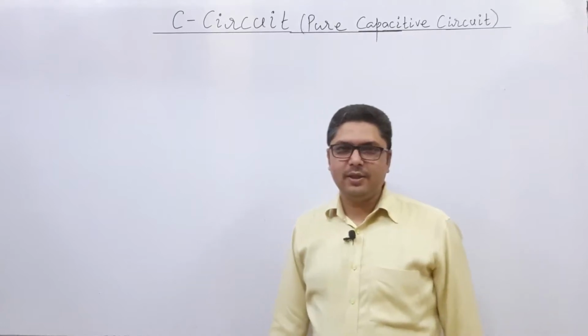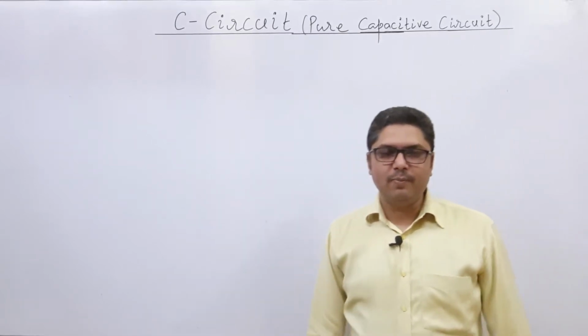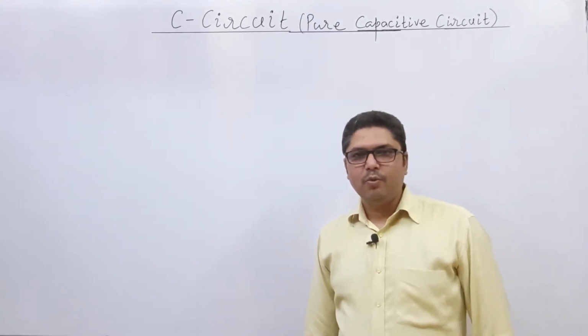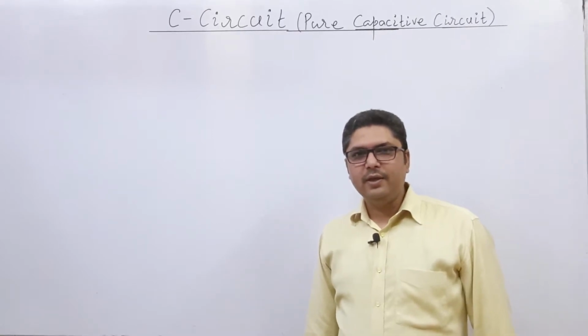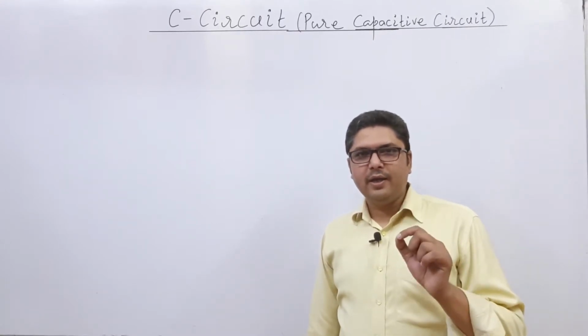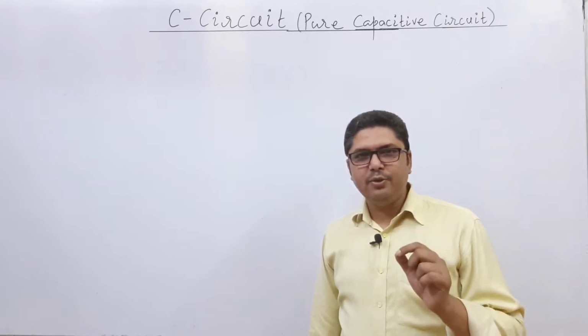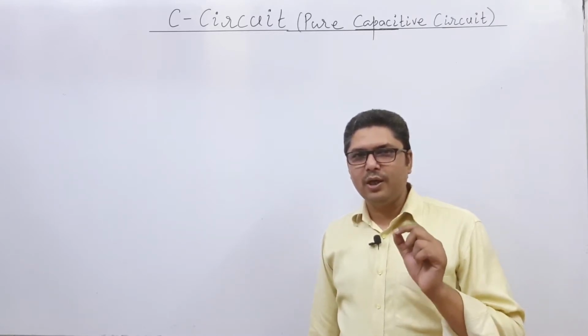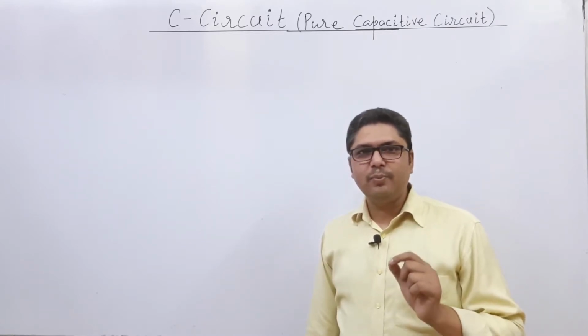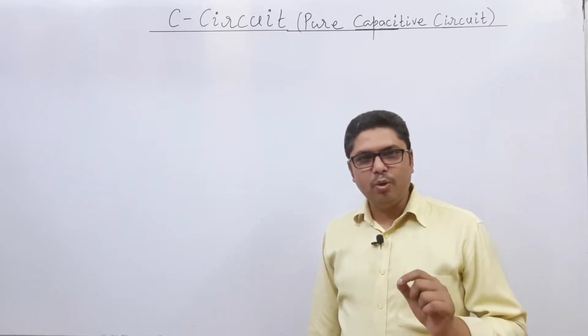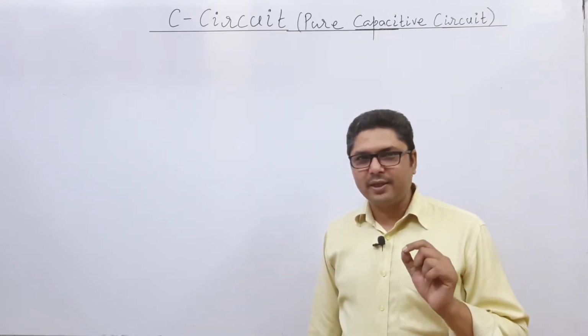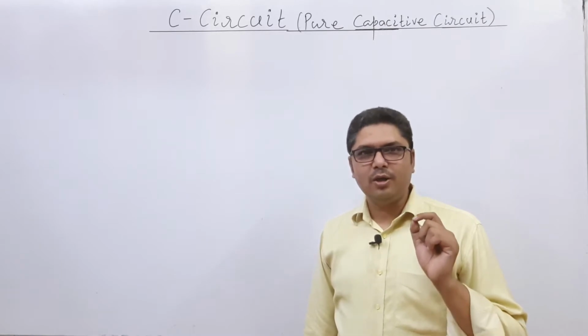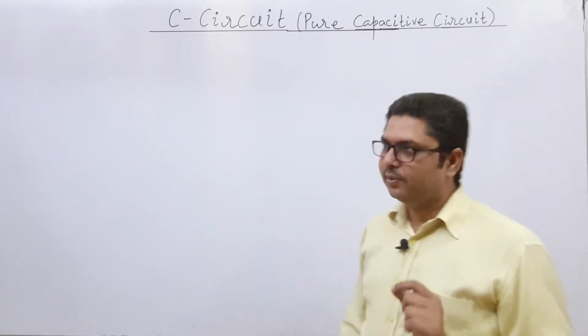Hello student, in this video you are going to learn about the C circuit. What is a C circuit? When an alternating EMF is applied to a capacitor only, then this is said to be a C circuit or pure capacitive circuit. Let us draw the circuit diagram for this.